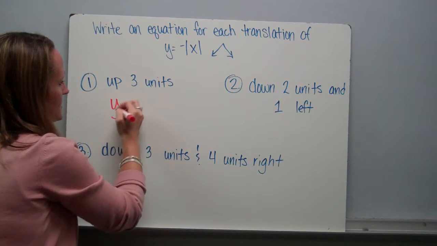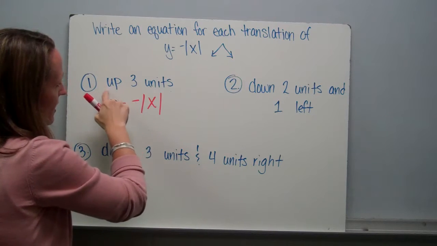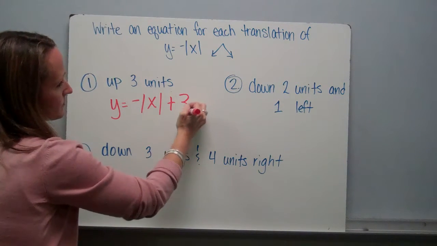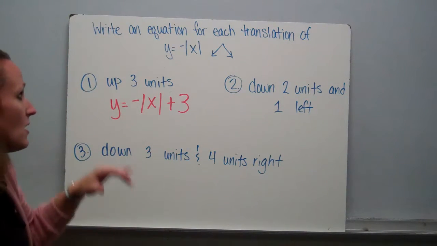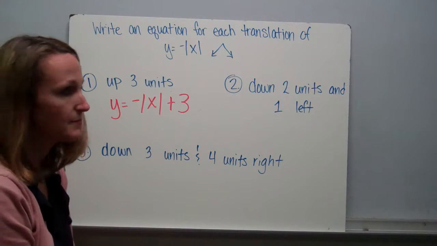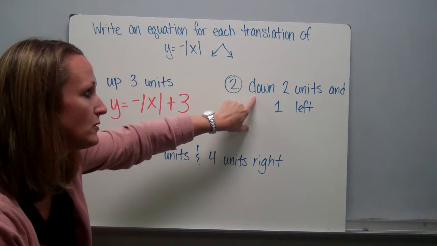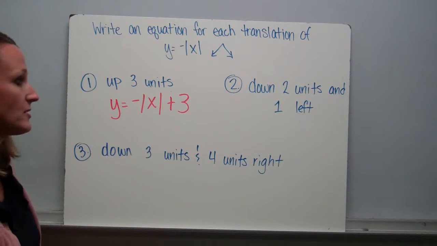So this is just going to be opposite absolute value of x. We're going up 3 units. So it simply looks like this. We want it to go up, so remember we leave it on the outside of the absolute value. Okay, what about 2? It needs to go down 2 units and 1 to the left.